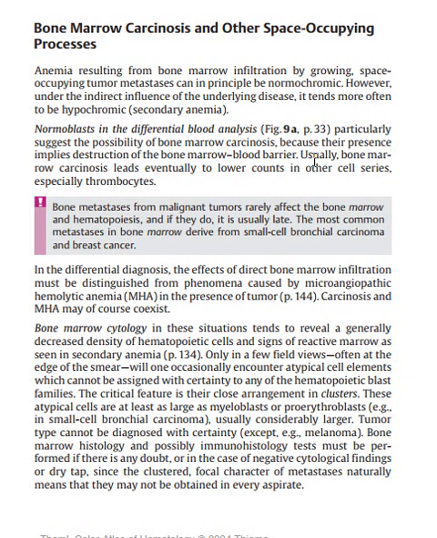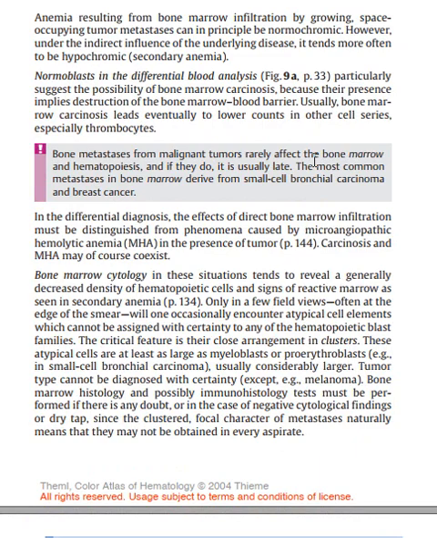So bone metastasis from malignant tumors rarely affects the bone marrow and hematopoiesis, and if it does occur, it is usually late. The most common metastases in the bone marrow derive from small cell bronchocarcinoma and breast cancer. Those are the two most common metastases with the bone marrow. One is small cell bronchocarcinoma, the lung cancer, and two is breast cancer. And if other ones occur, it is because they occur at a late period. So those are the different cases that you can have.